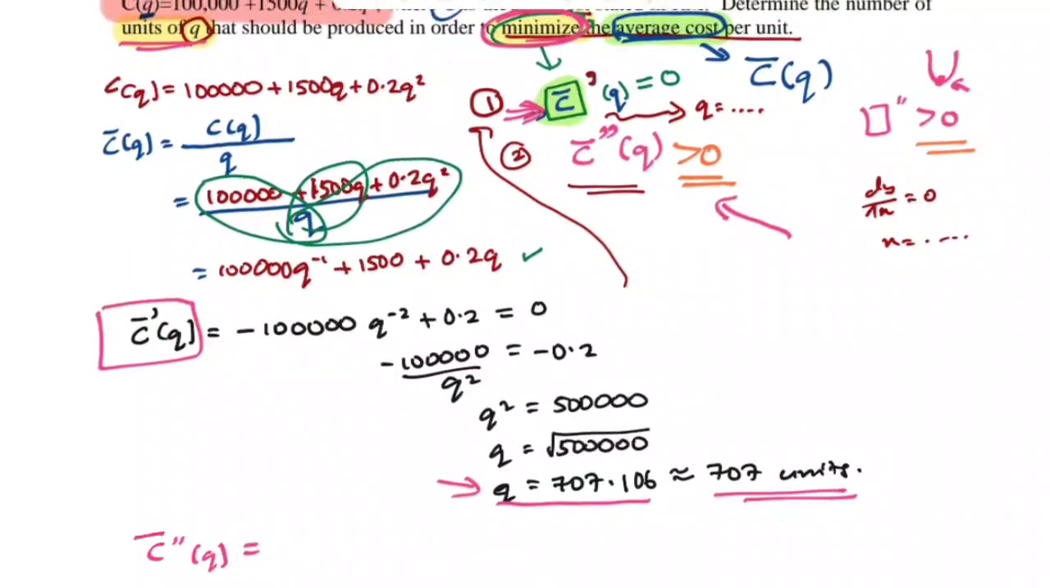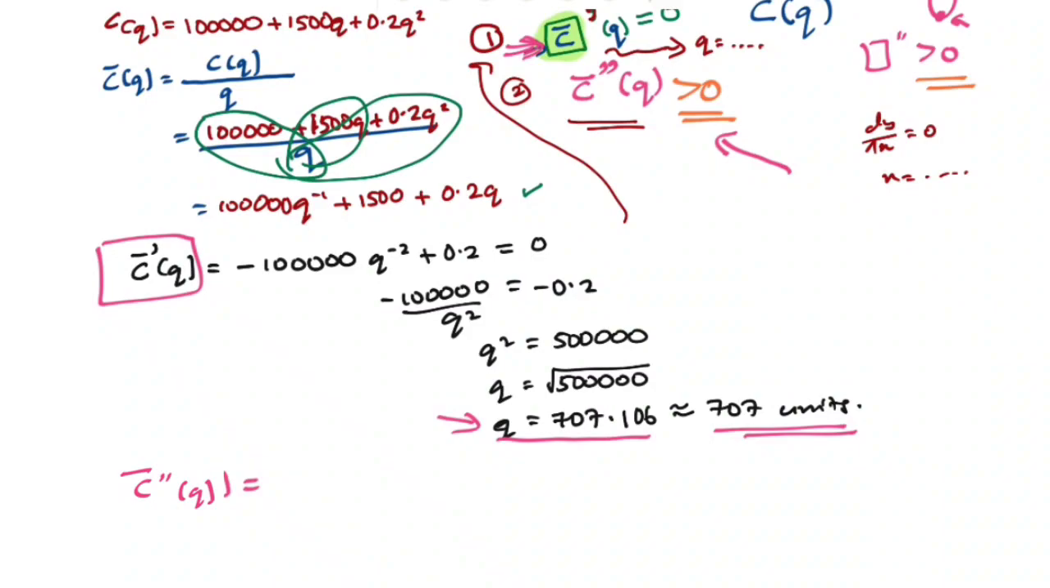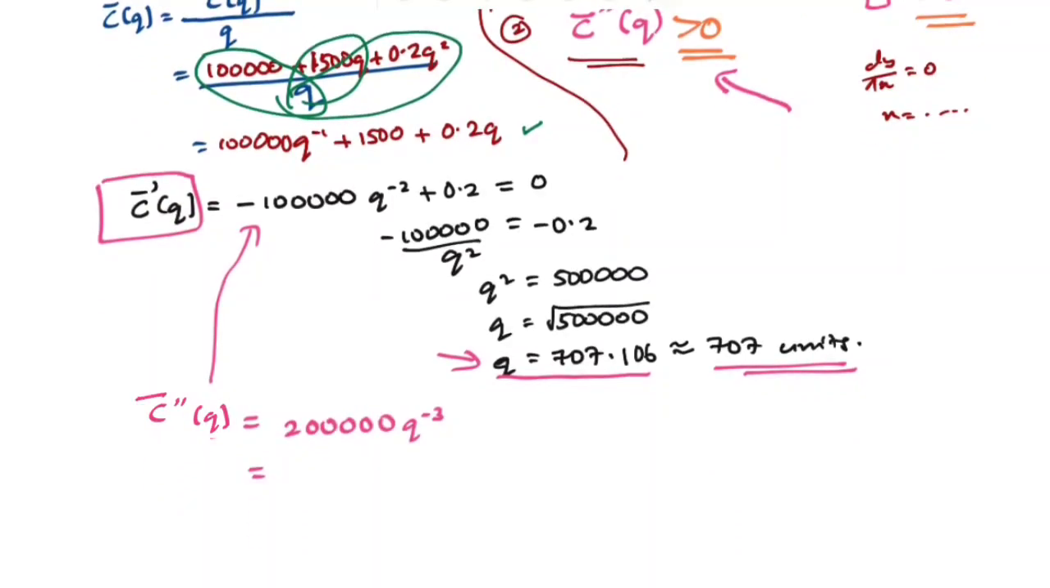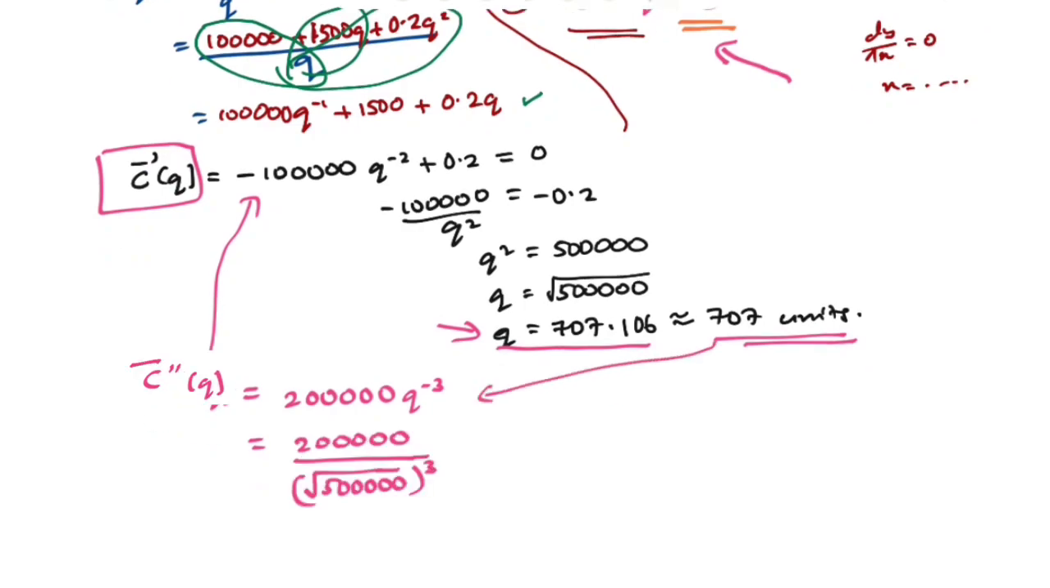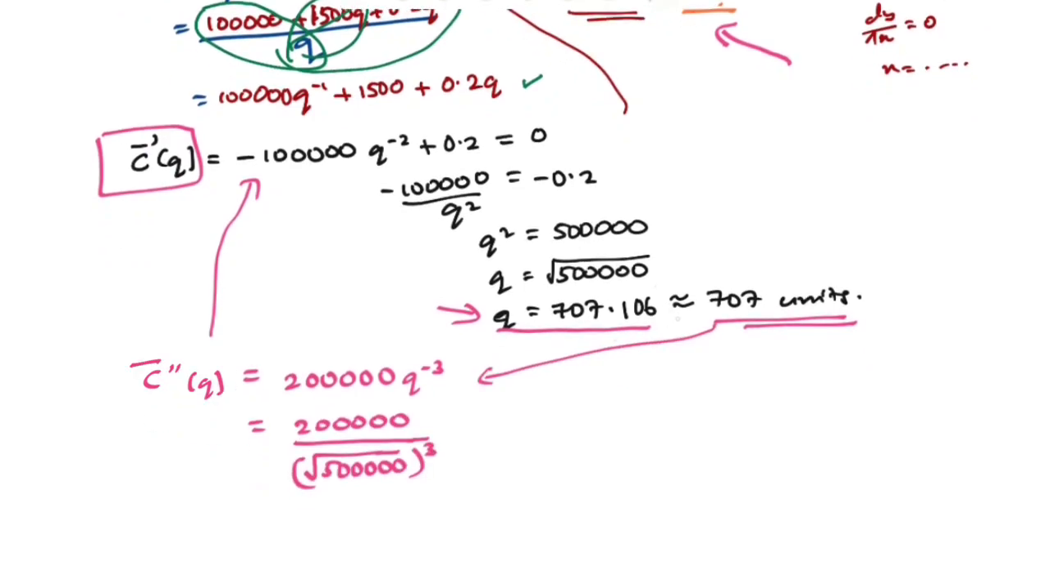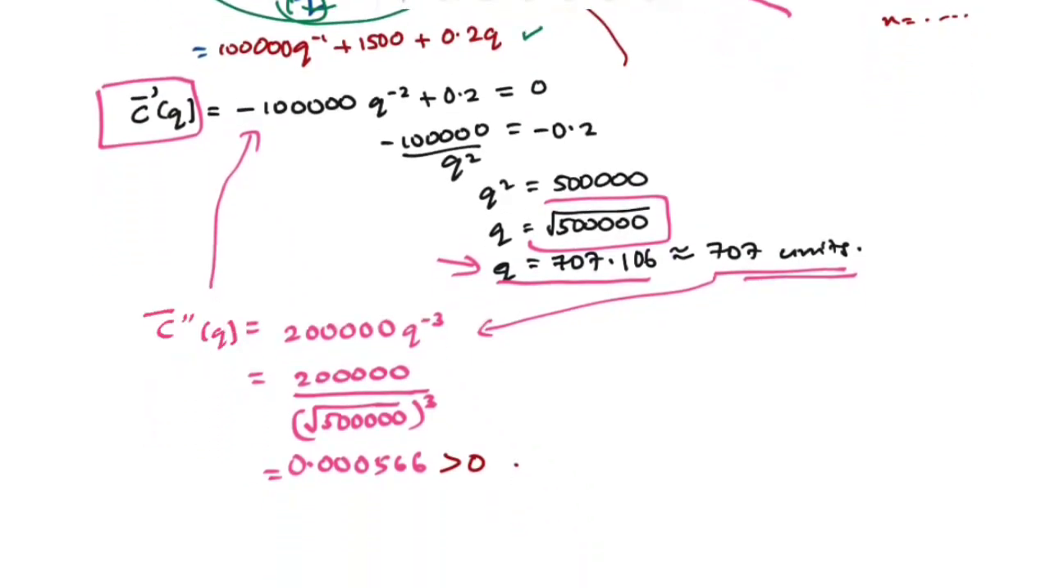So if it really is minimizing the cost, then your second order differentiation must be greater than 0. So let's try to differentiate this one more time. Look at your C bar prime Q function and differentiate this. And then substitute your value of Q inside. Please substitute the value of Q which has not been simplified. So use third of 500,000 instead of 707 units. And then power it with 3. And now the answer is greater than 0. So it is minimizing the cost.